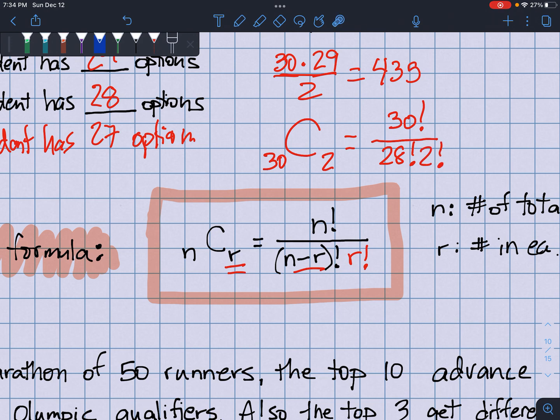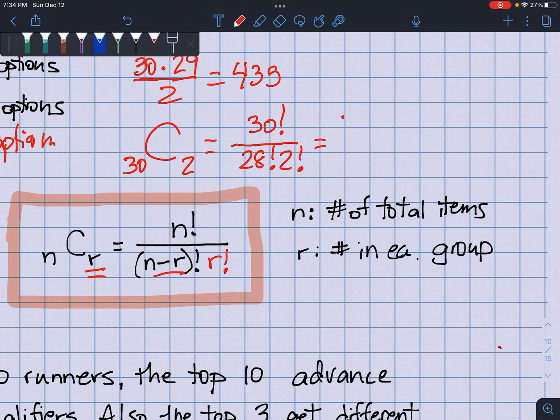So one of the things I tell kids, if you want to know if you're doing this right, notice the denominator has 28 and 2, and that's not a coincidence that it adds up to 30. So again, this is 30 times 29 times 28, and so on, all the way down. And on the bottom I have 28 times 27 times 26 times and so on, times 1, and then I have the other piece, which is 2 times 1.